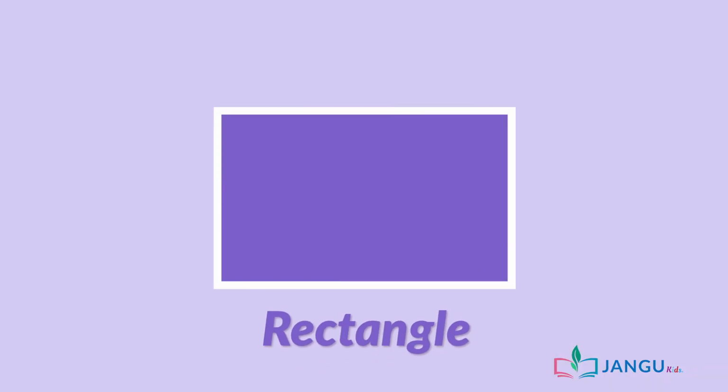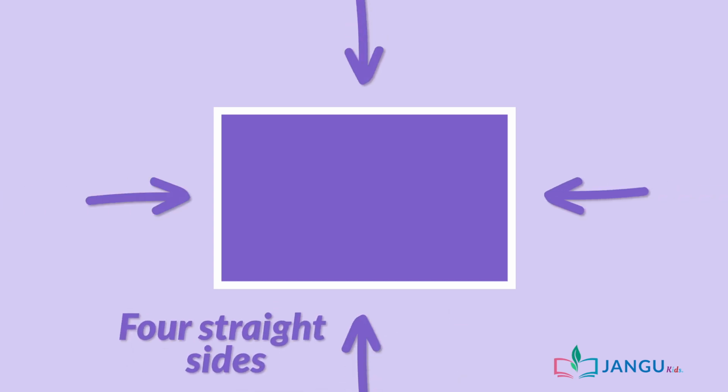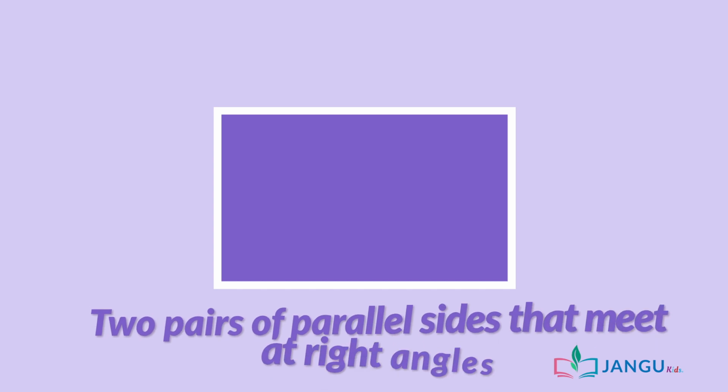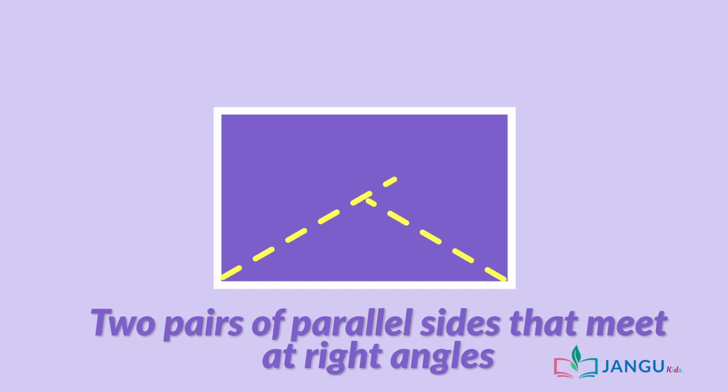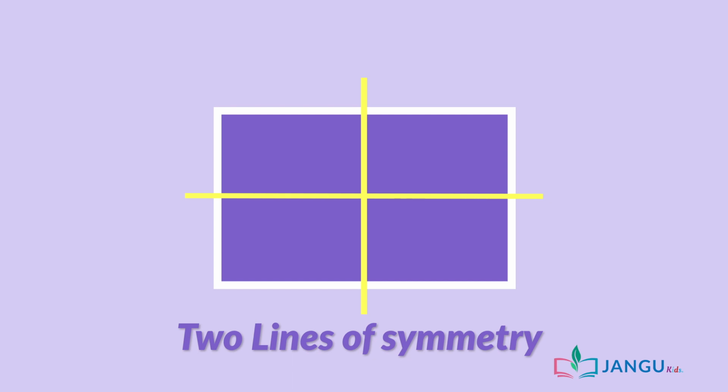A rectangle has the following properties. Four straight sides, has two pairs of parallel sides that meet at right angles. This means two sides are long and two are short. It also has two lines of symmetry.